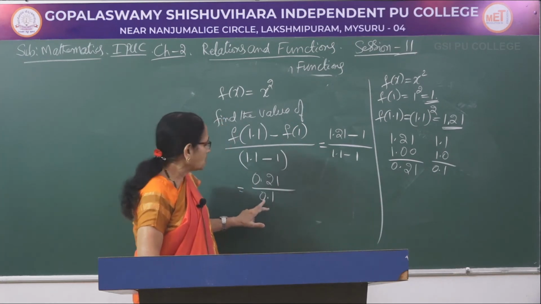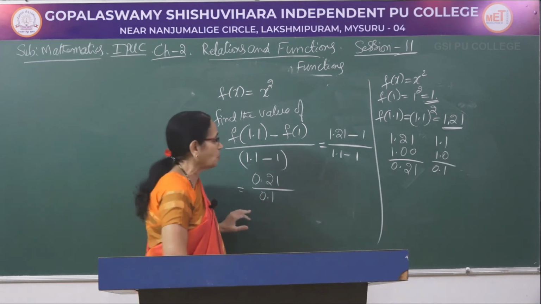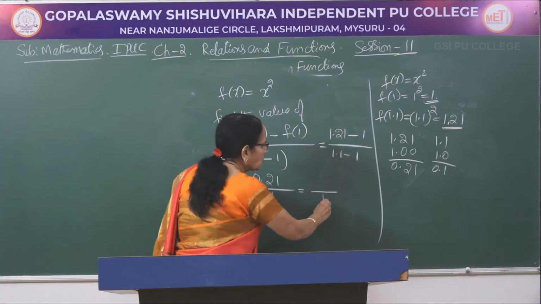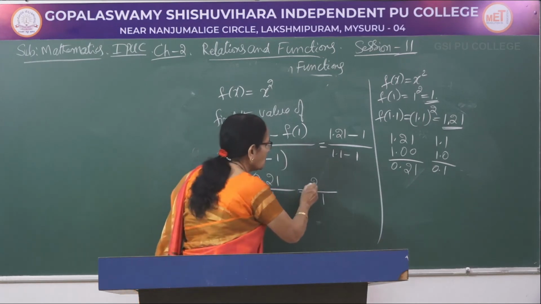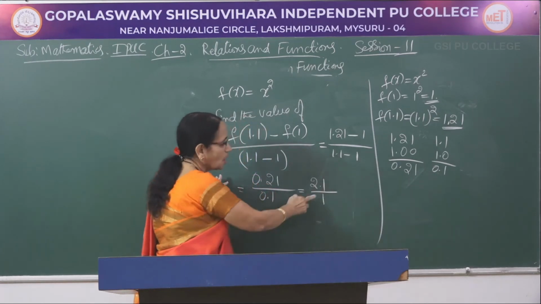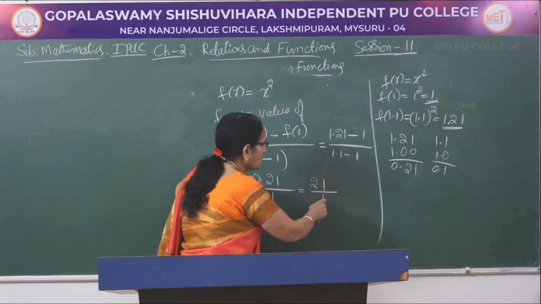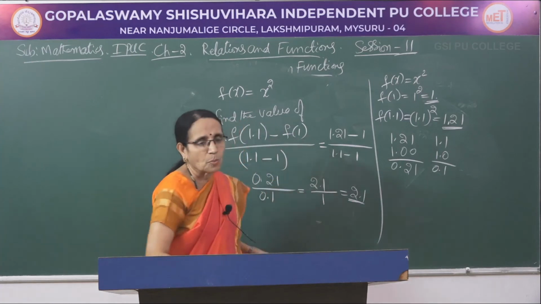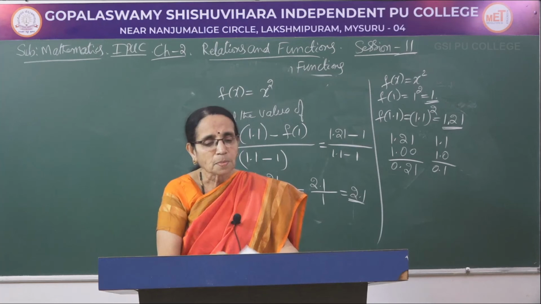What is the procedure? To make the denominator a whole number, we shift the decimal point. That is, if you shift it from here to here, it becomes 1. If you shift in the denominator, shift in the numerator also. When you have an integer in the denominator, it is easy to divide. So 2.1 divided by 1 would be equal to 2.1. So this is the value of that function.